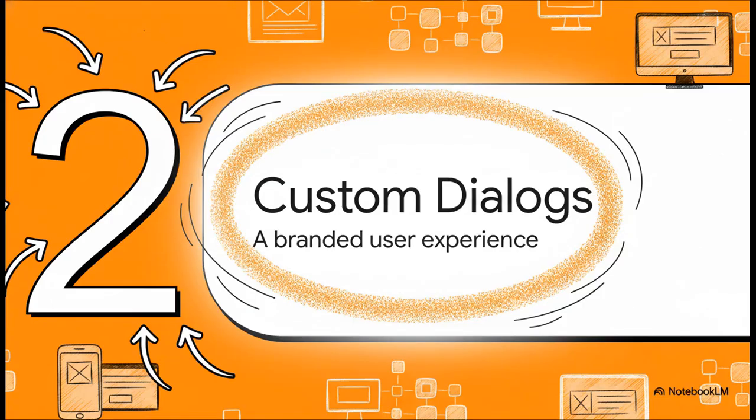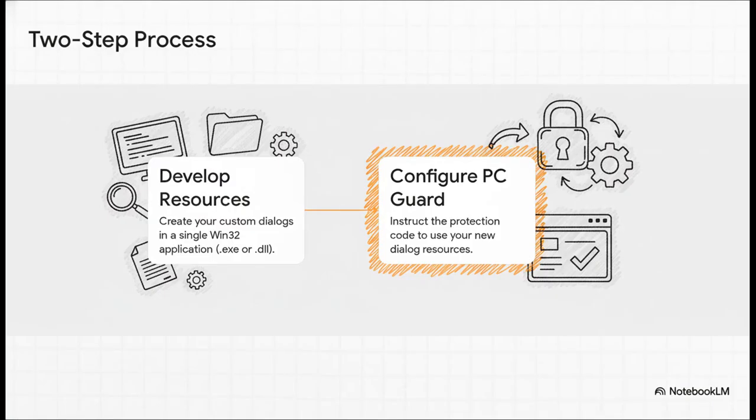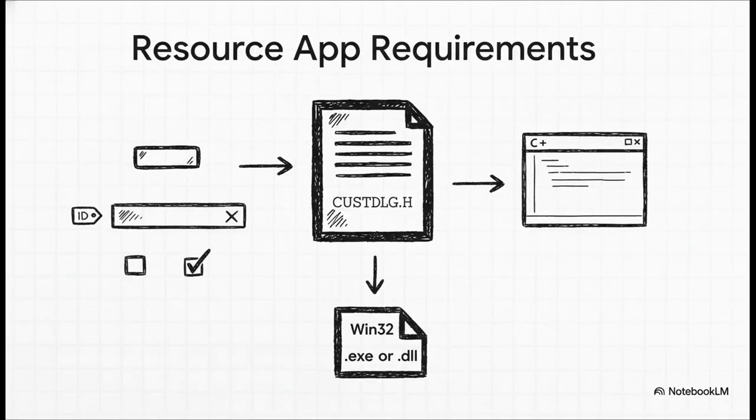Okay, let's jump into Section 2, implementing custom dialogue resources. This is really the core method for creating that branded user experience we're all after. And you know what? It's actually a pretty straightforward 2-step process. First, you build your custom dialogues in their own Win32 application. Then, you just tell PCGuard to use them. That's it. Simple, right?